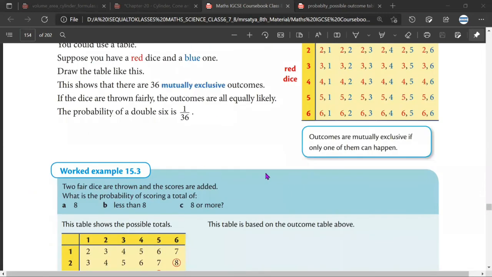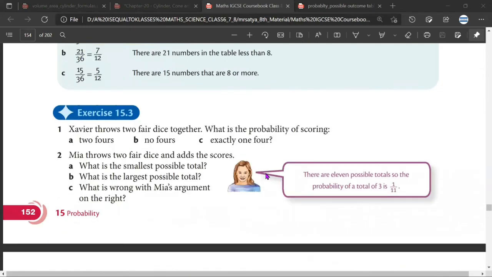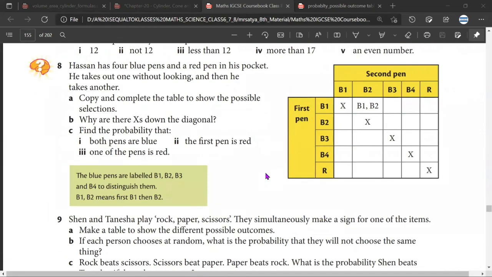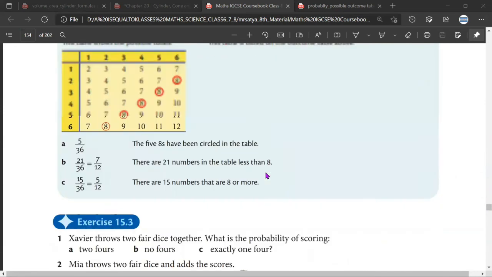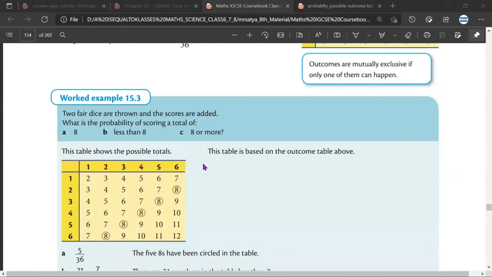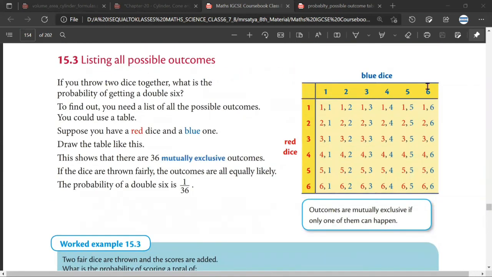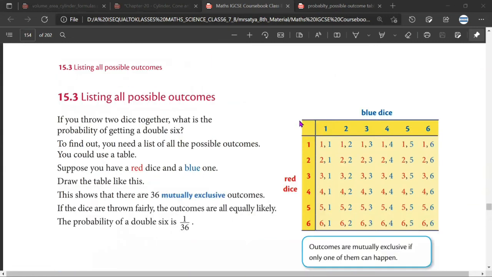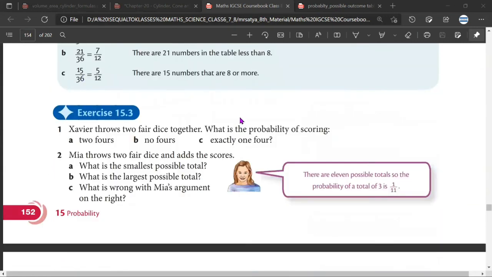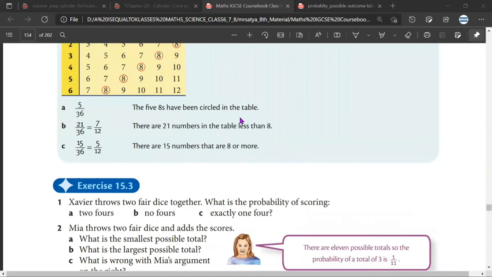So we'll start with 15.3. Again, 15.3 is a difficult exercise. I will take you through how to do 15.3. In 15.3, the most important thing is how to draw all the possible outcomes. So again, I'll do the questions. You'll have to repeat the questions as homework. Mr. Satya, any doubt? Okay.